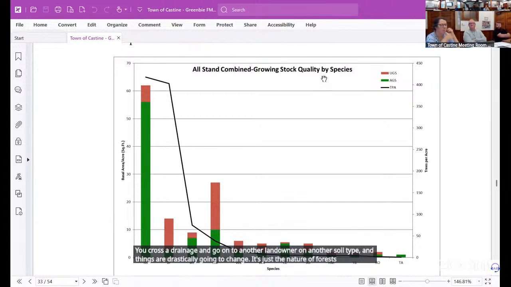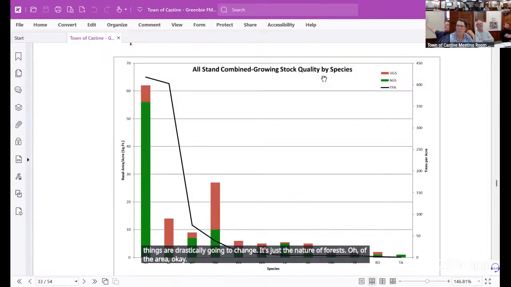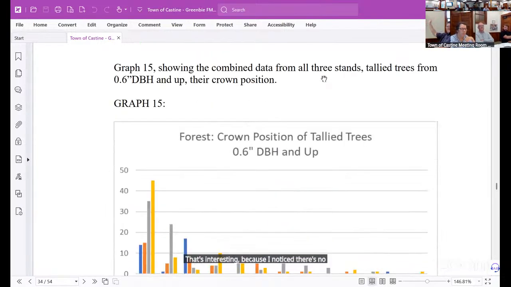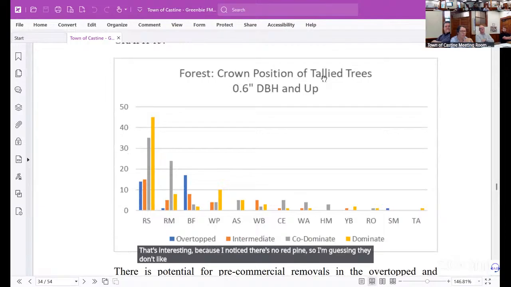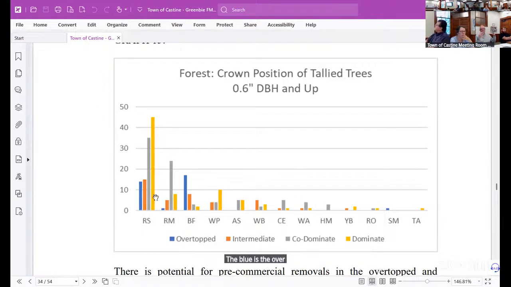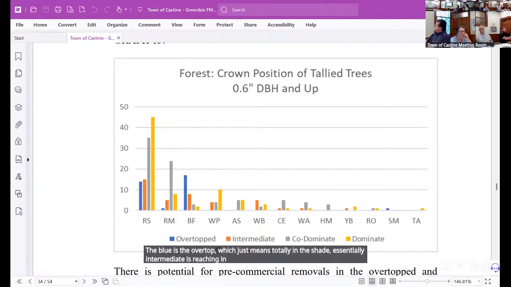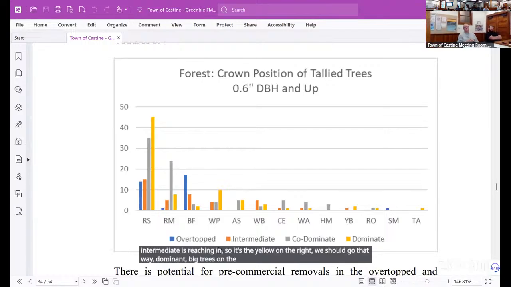Okay. That's interesting, because I noticed there's no red pine, so I'm guessing they don't like it around. This one just quickly doesn't matter much, but this is what we call crown position. So we're talking about the blue, which is the overtopped, which means totally in the shade, essentially. Intermediate is reaching in. So it's the yellow on the right. Dominant, big trees on the top. Dominant and co-dominants are good. So if you're looking at the red spruce, you can see obviously it's the king trees out there.